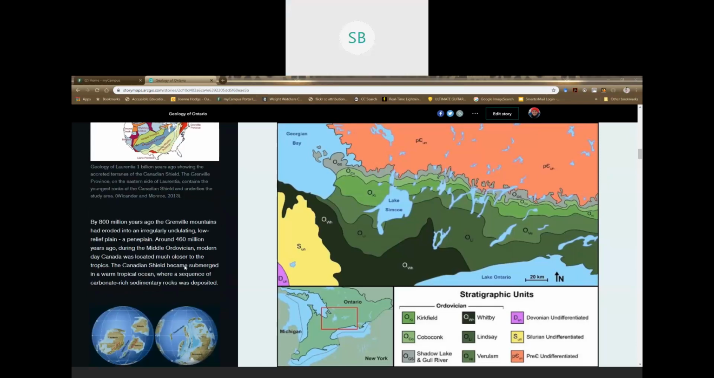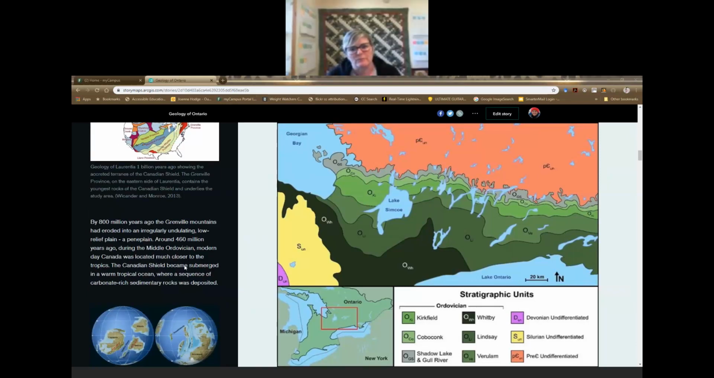So by about 800 million years ago, the Grenville Mountains had essentially eroded away to the shape that we see today, which is a gently undulating low relief plain. We discussed that on our last field trip. It is called a penny plain.